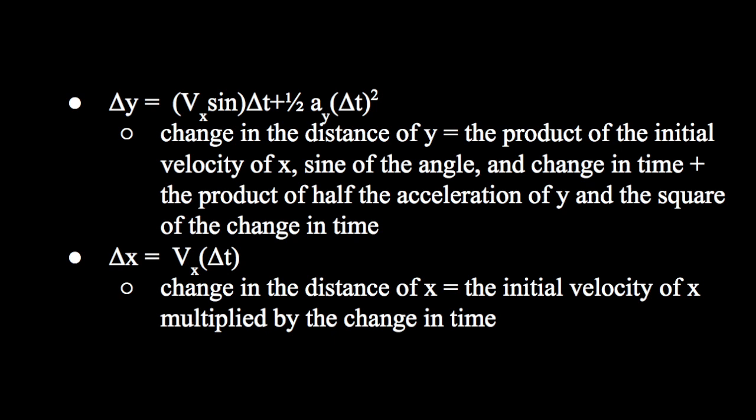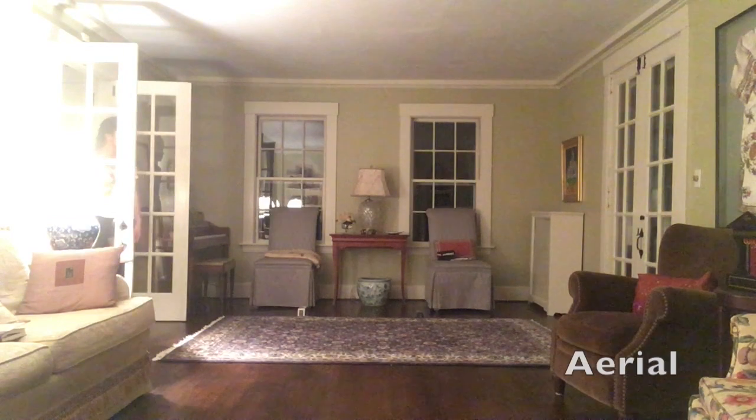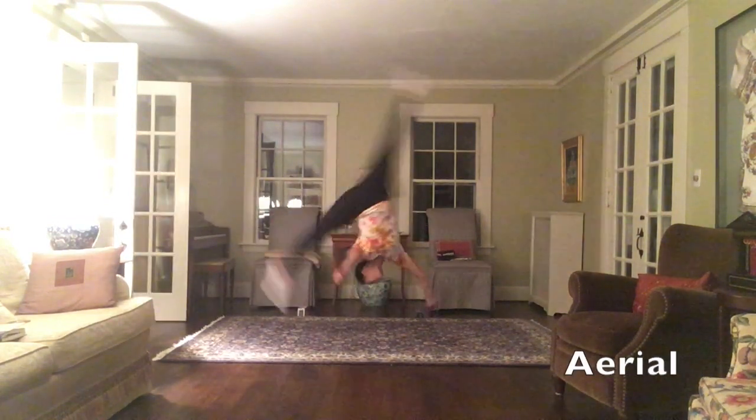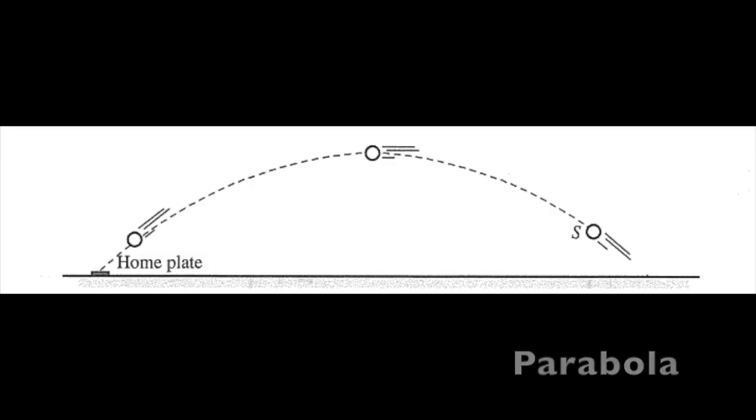Initial velocity, time, and acceleration are the variables that determine the height and distance the object travels. The angle seen in the first equation affects the velocity of the x and y components. This is an aerobatic trick called an aerial, which moves in the shape of a parabola, and the correct way to do it is in a straight line.